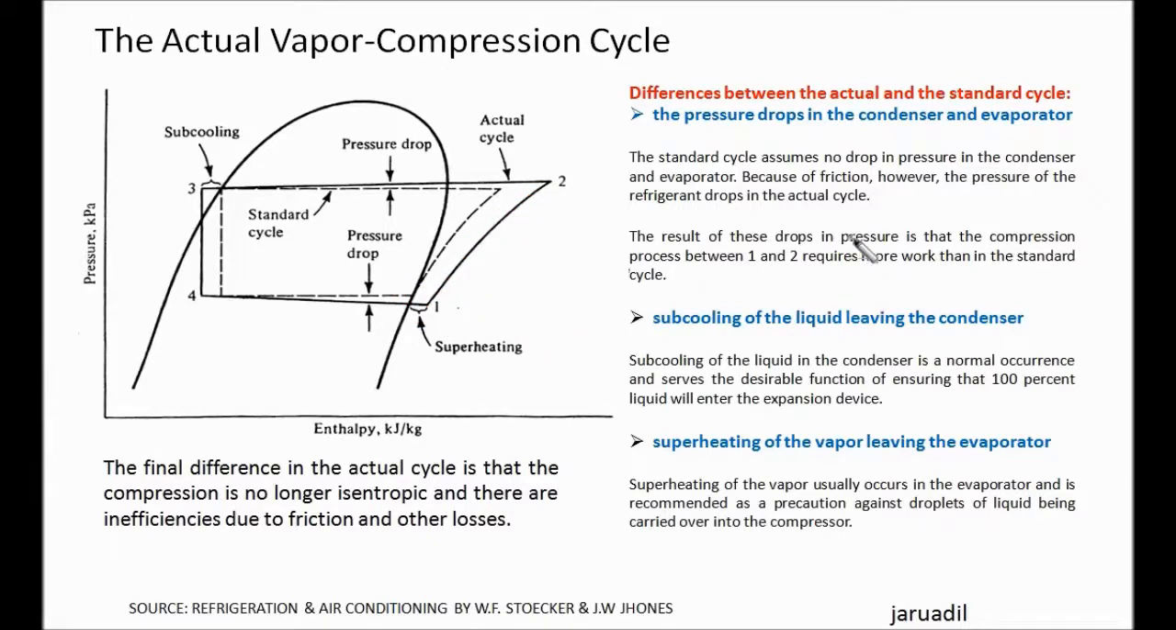So, kung makikita nyo dito, the final difference in the actual cycle is that the compression is no longer isentropic and there are inefficiencies due to friction and other losses. So, yun lang ang meron siyang inefficiency due to friction and other losses. At hindi na rin siya isentropic yung compression. Pero bahagya lang naman yan. Kasi nga yung isentropic, constant entropy, adiabatic process yun eh. That is ideal talaga yung adiabatic process. Isentropic or adiabatic process is ideal.